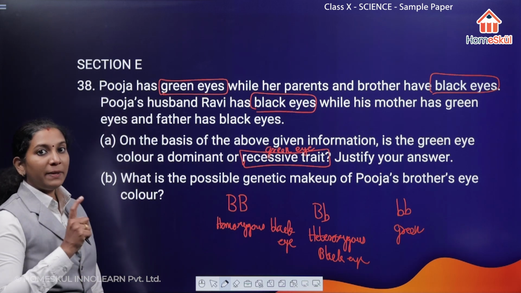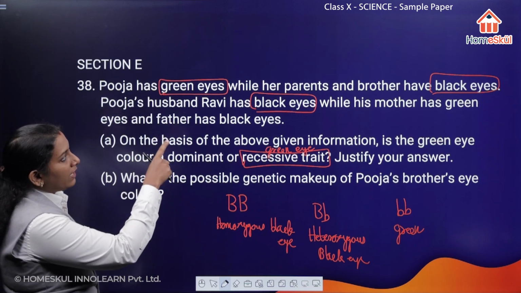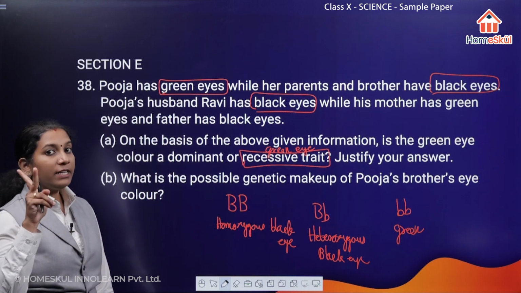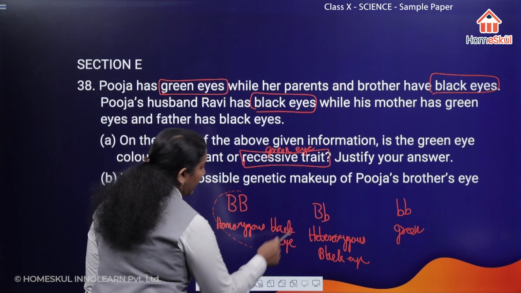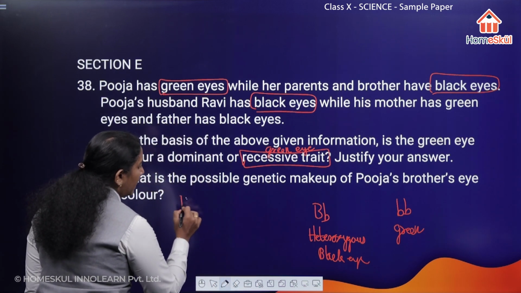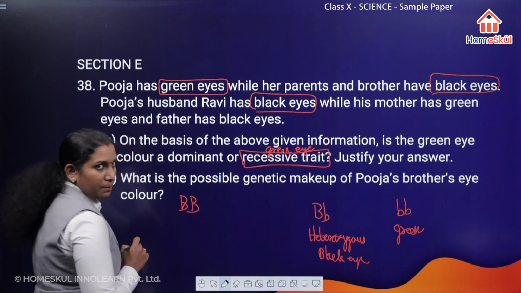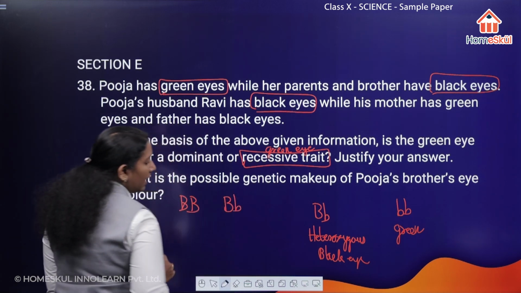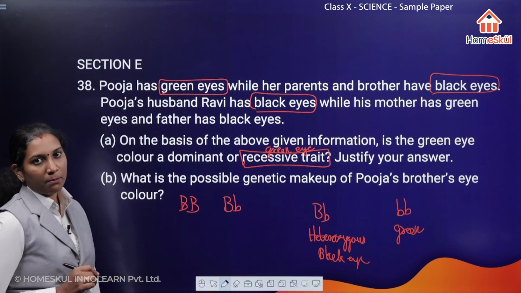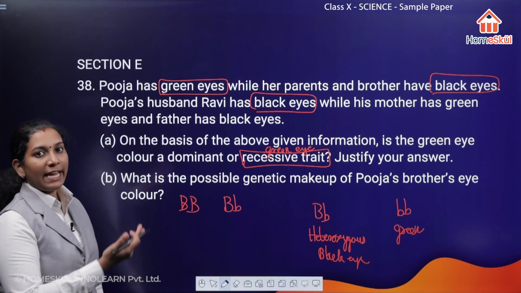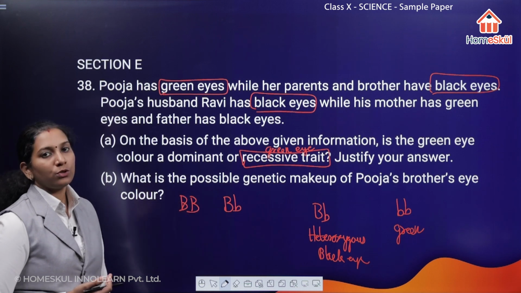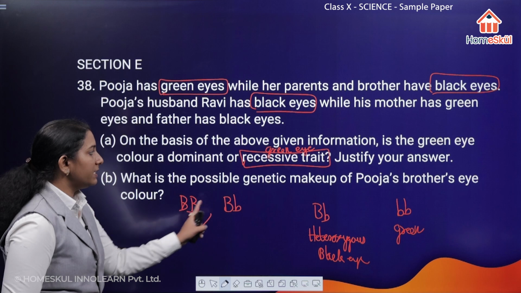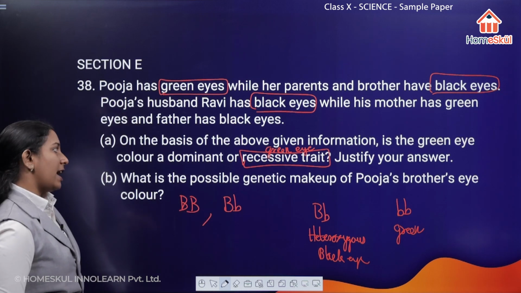Okay, so Pooja's brother's eye color. Here it is also given that the brother's eye color is black, and it will have two possible genetic makeups. The brother's eye color will be either a homozygous capital BB, or a heterozygous Bb black eye. It is black eye, but it can be in a homozygous or a heterozygous condition. So you can choose both of these. These are the possible genetic makeups of Pooja's brother's eye color.